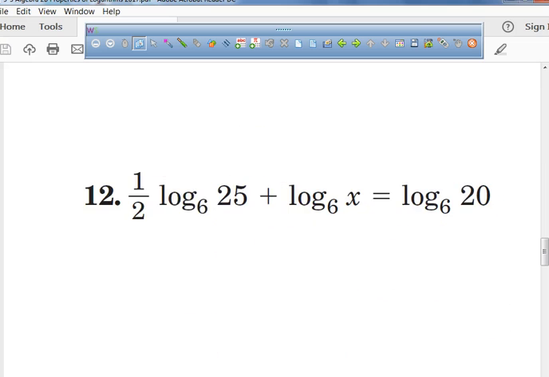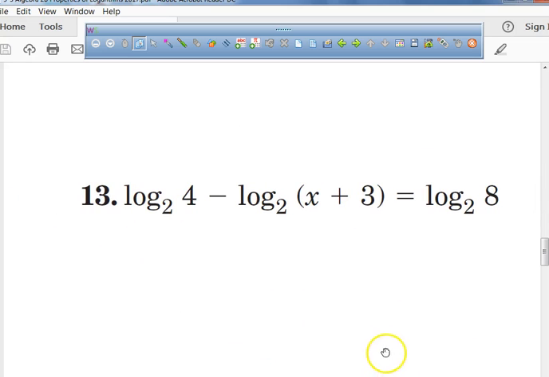All right, moving on. We're going to go a little bit faster now. We're going to start with number 13 and work through this super fast. Good luck.